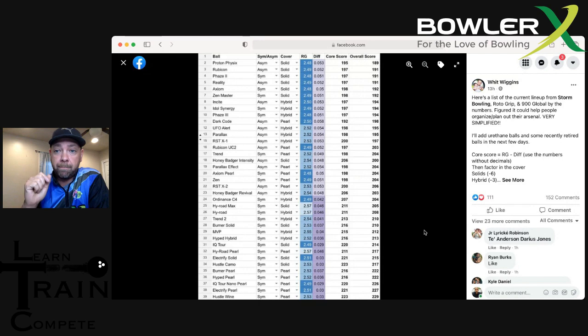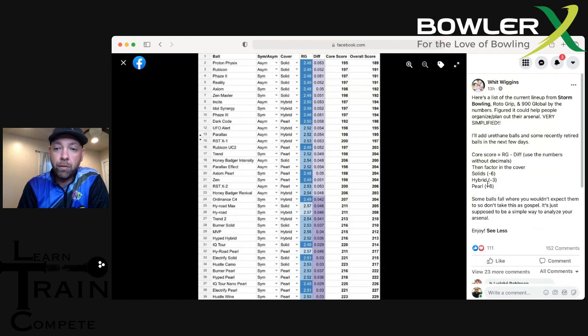As he says here, here's a list of the current Storm, Roto Grip, and 900 Global balls. Figured it would be helpful to organize and plan out their arsenal. Very simplified. Very simplified is the key. I like that he said that. He'll add urethane balls. So he's just saying RG minus the differential without decimals, then factor in cover. Solids would be minus 6, hybrid would be minus 3, and then pearl plus 6. Some balls fall where you wouldn't expect them, so don't take this as gospel. It's just supposed to be a simple way to analyze your arsenal.